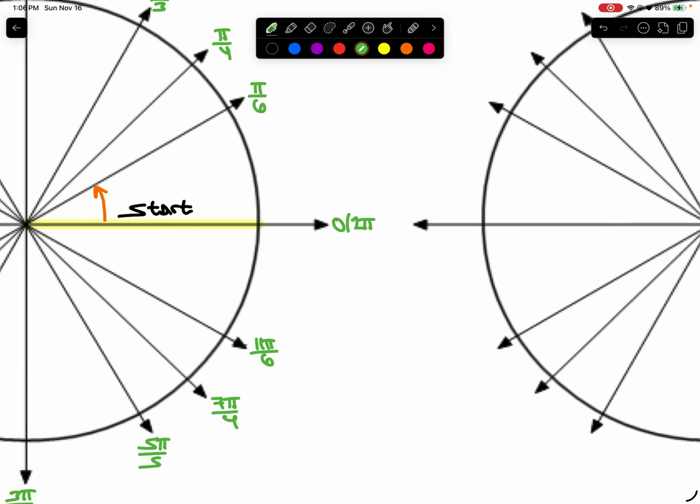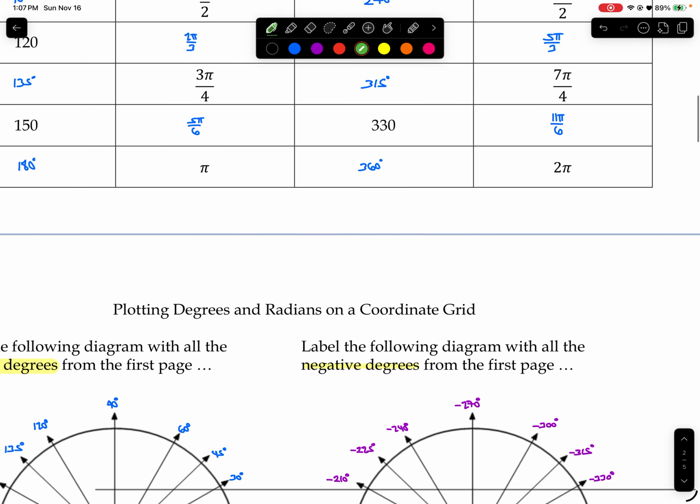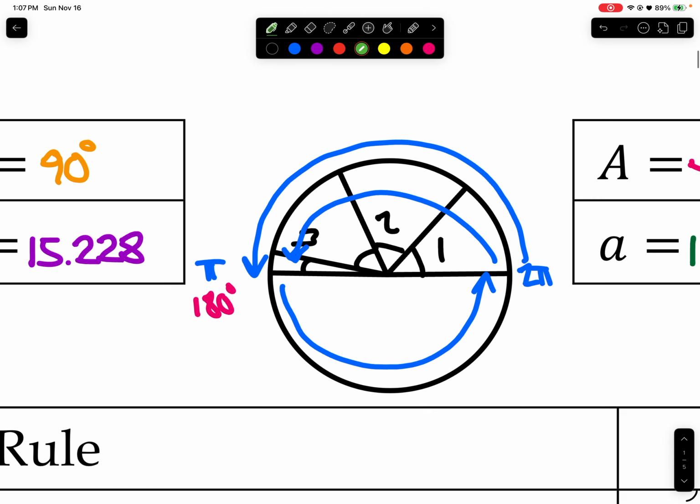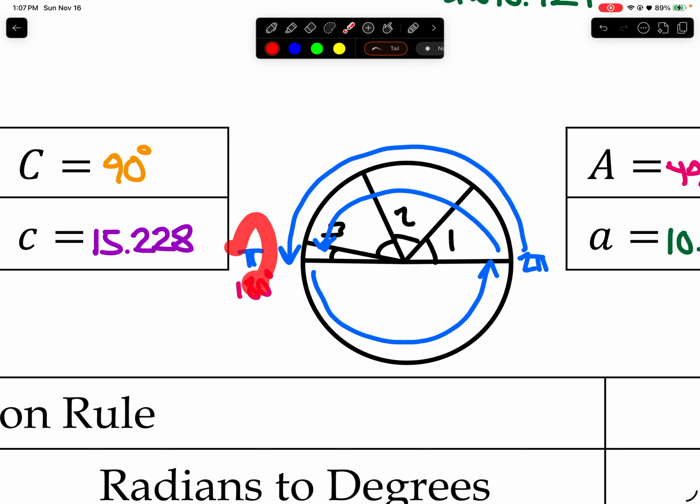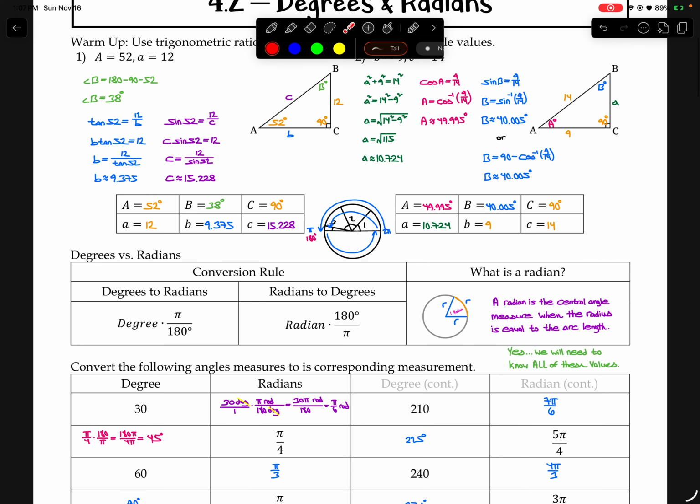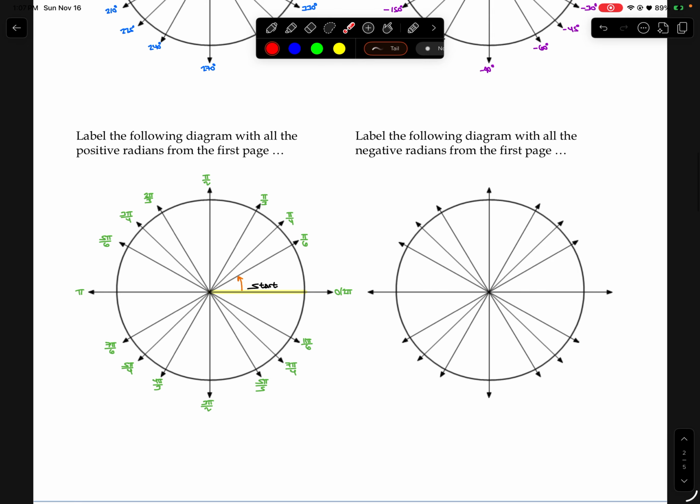2 pi radians, which is going to go into that diagram or that graph that I tried to draw up here. So when I go halfway around, that's just pi radians, but when I go all the way around, it's 2 pi radians. So there's the positive radians.